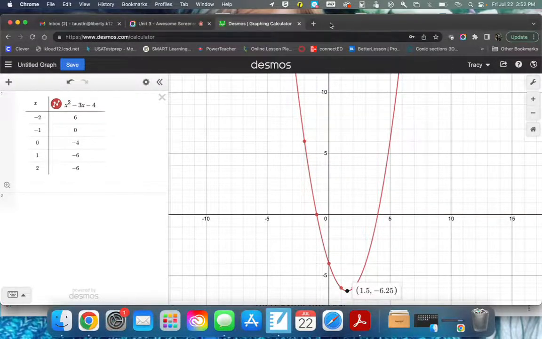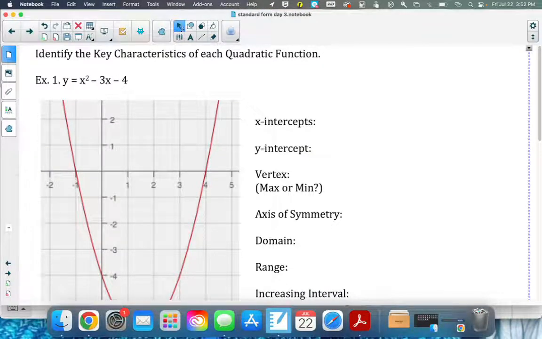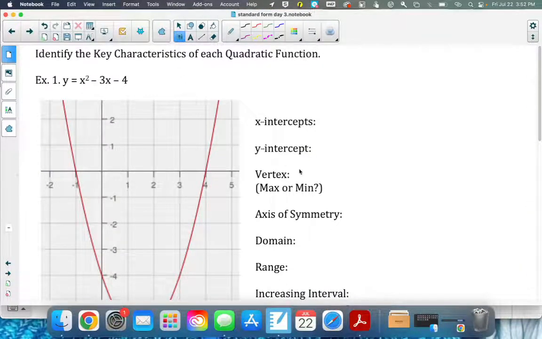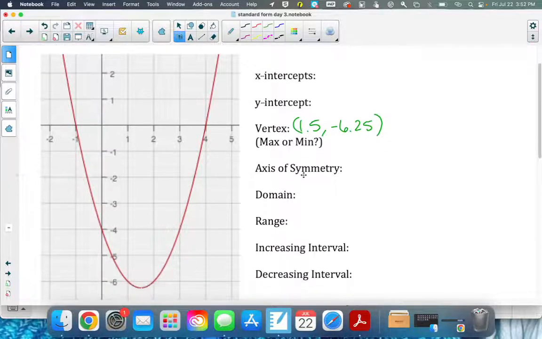So I'm going to go ahead and write that down on our paper. All right, so the vertex was 1.5, -6.25. And again, you could also take the graph that I've given you and at least make an estimate of where it is. But this is why we're going to be using the Desmos graphing calculator.